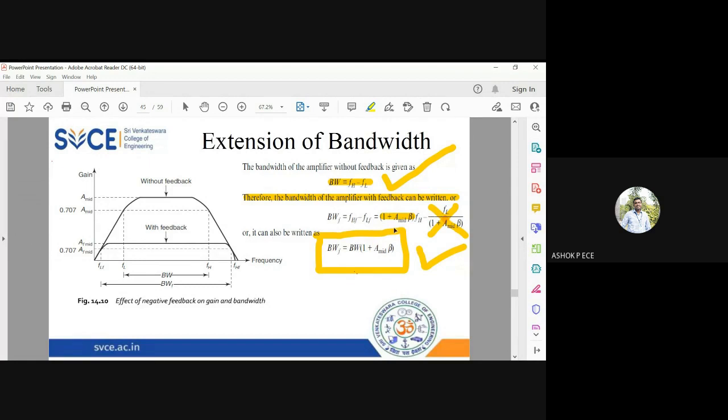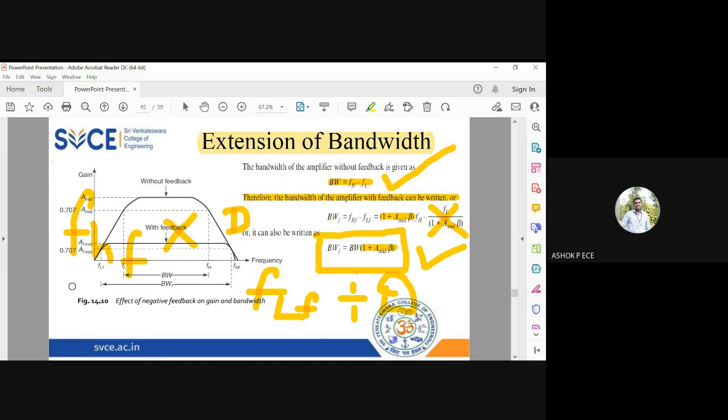So I can mathematically prove that by applying negative feedback, the bandwidth of the amplifier after feedback is the bandwidth of the amplifier without feedback multiplied by D. See, FLF, I divided by D. FHF, I multiplied by D. In the same way, the bandwidth also, I am multiplying by D.